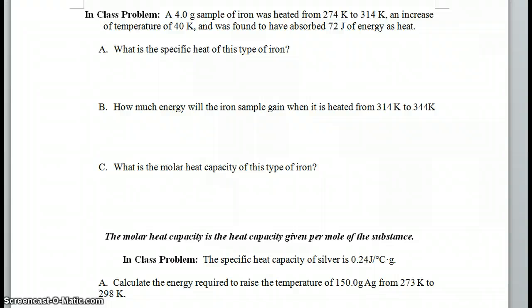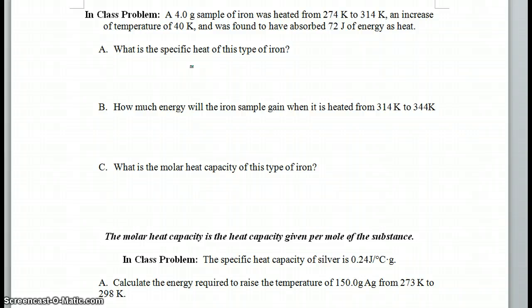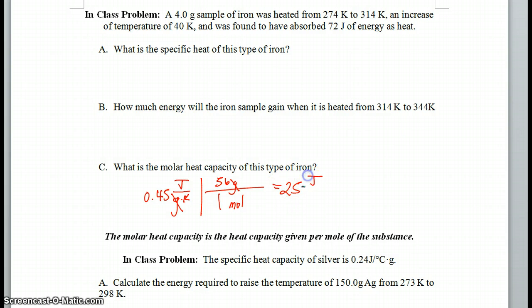Okay, and C, you need to do a little bit of stoichiometry. So all this is you're converting moles. So you're given a specific heat, and since you're dealing with iron, all you have to do is say 1 mole of iron has a mass of some grams, and moles. So then that becomes 25 joules divided by grams times Kelvin.